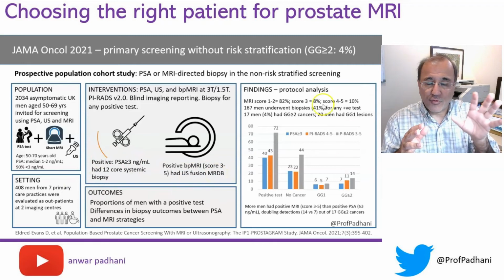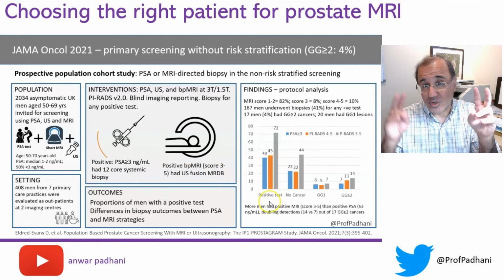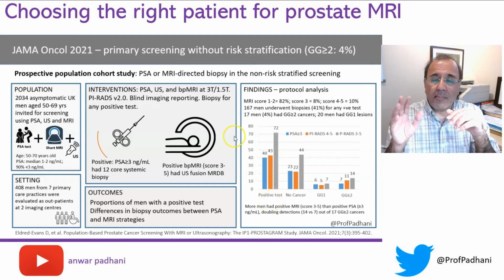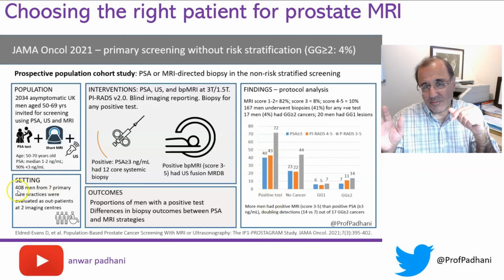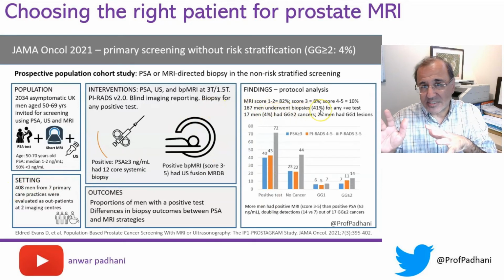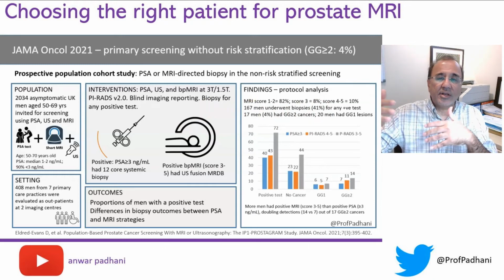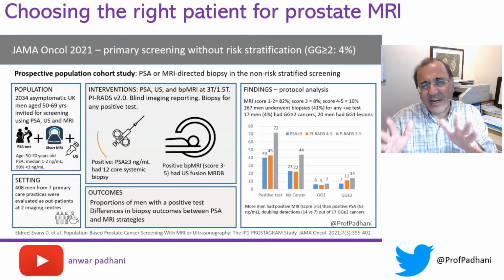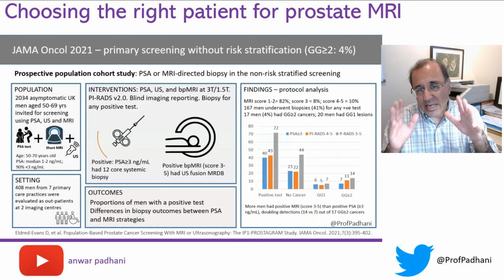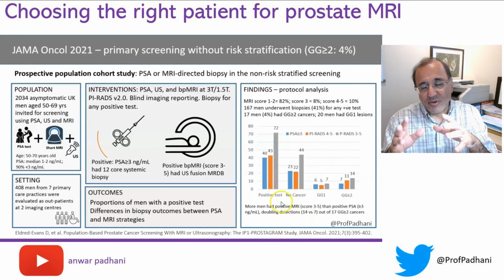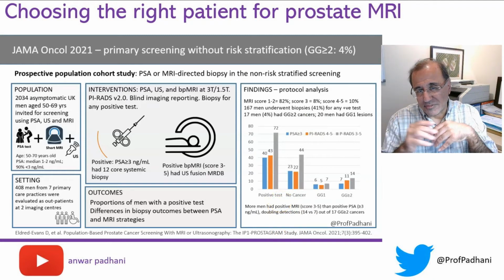You can see that of the 408 men who were screened, about 167 men underwent a biopsy, which is huge. That's about 40%. 4 out of 10 men who were screened underwent a biopsy. Too many men underwent a biopsy. Why did that happen? It happened because of the number of men undergoing a biopsy after an MRI of 3, 4, and 5.